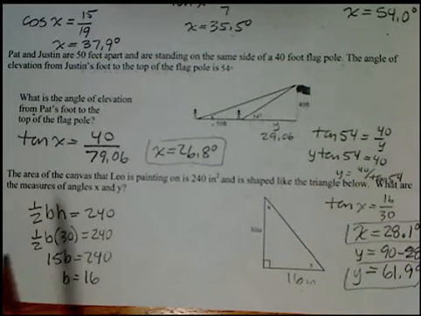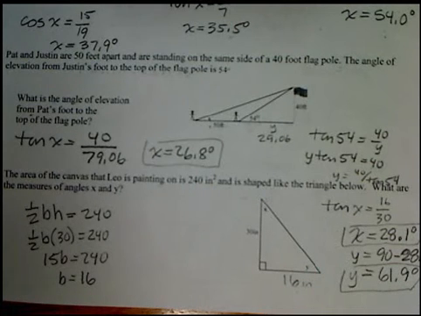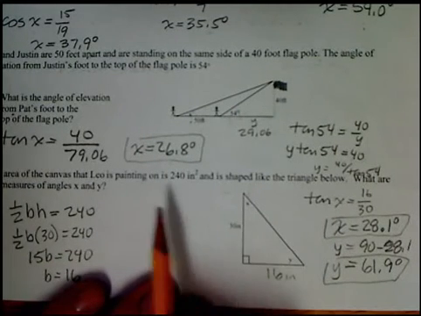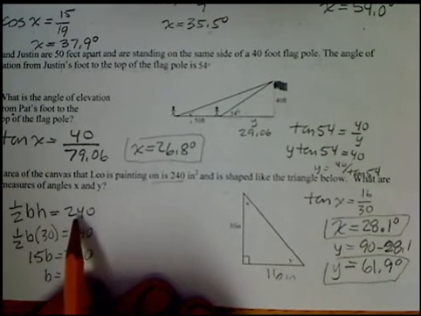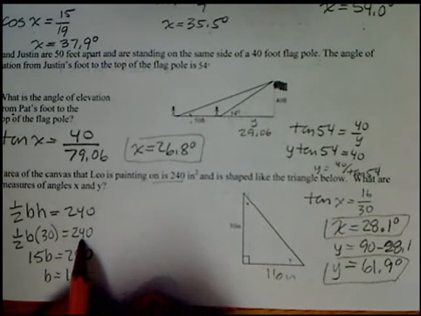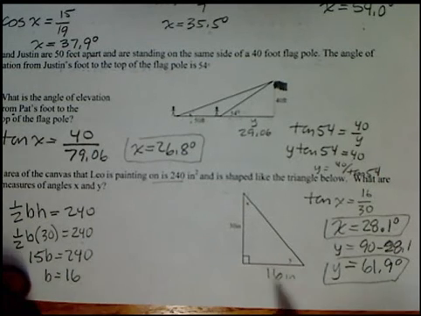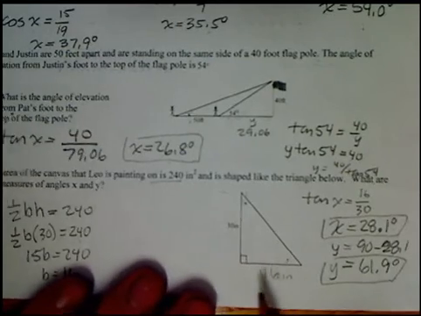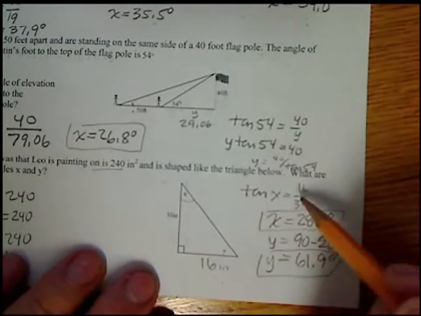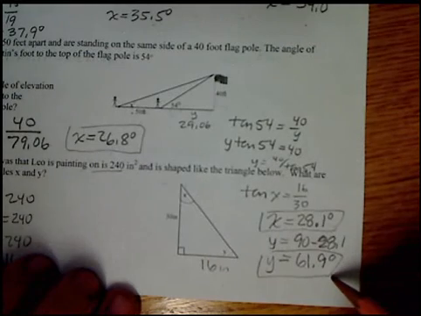On the last one, the area of the canvas Leo's painting is 240 square inches, shaped like the triangle below. I want to know the measures of angle x and angle y. So area, 1/2 base times height equals 240. So if I do 1/2 base, my height was 30, is equal to 240. 1/2 of 30 is 15. Solving for b, I get b equals 16, so the bottom is 16 inches. Now, to find out what x is, I can do tangent of x equals 16 over 30. Do inverse tan, I get 28.1. If I want to find y, I can use the sum of the angles in a triangle, which is what I did, so I got 61.9.